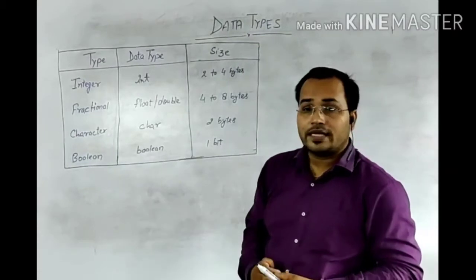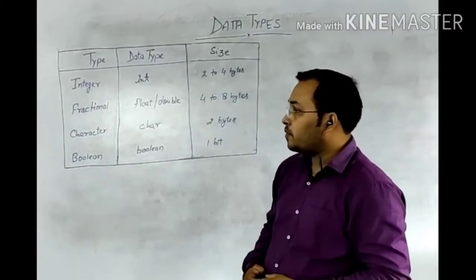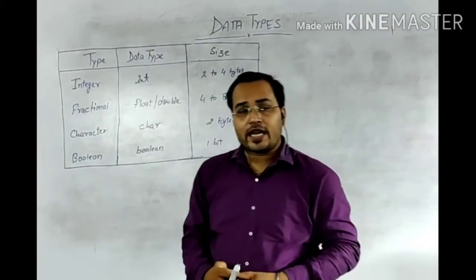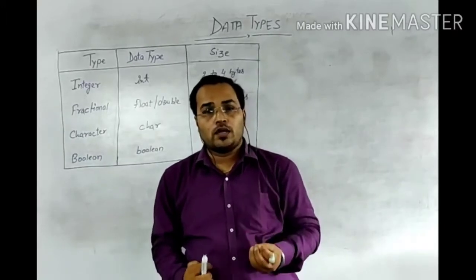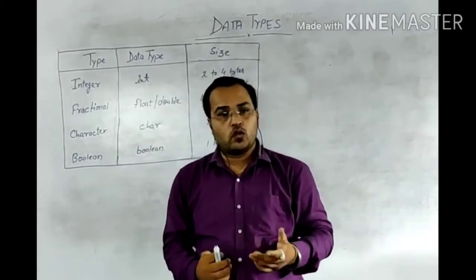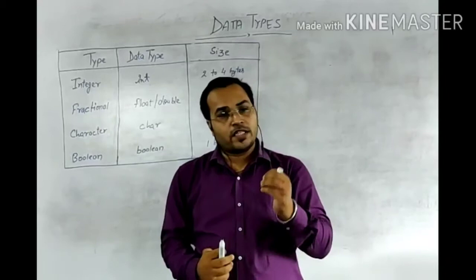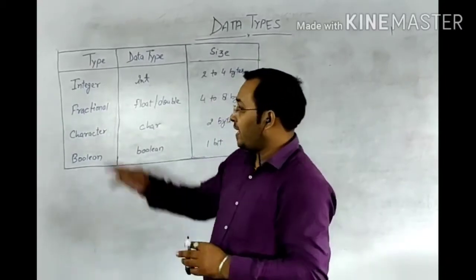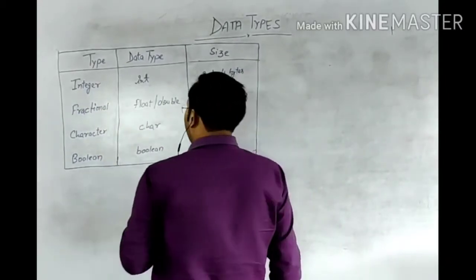The topic is data types. In data types, what is a data type? A data type is basically to store which type of data we are going to use in our program. It is basically for that. Here I have defined some data types.